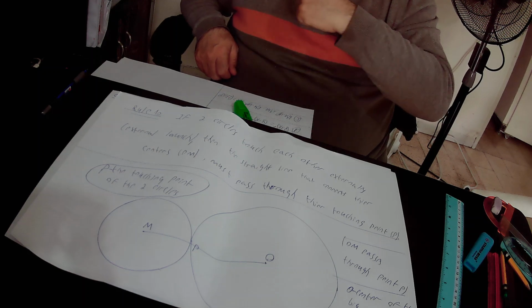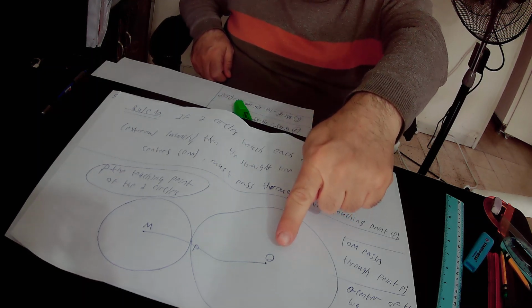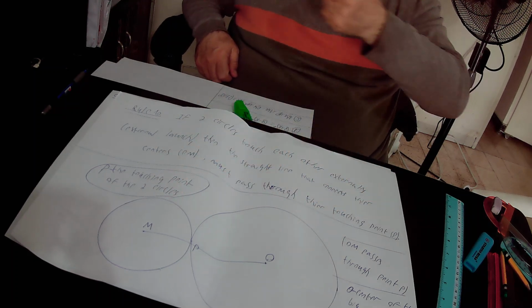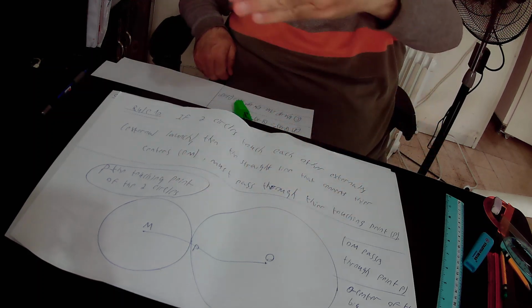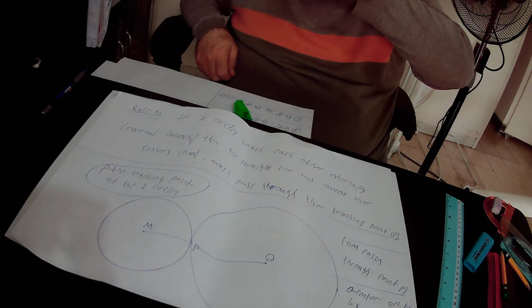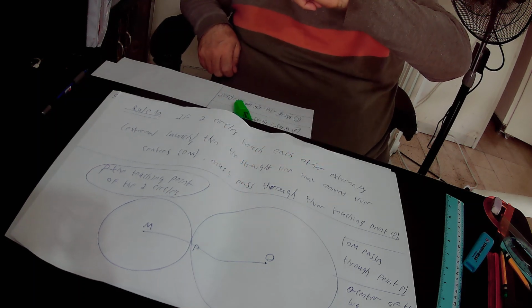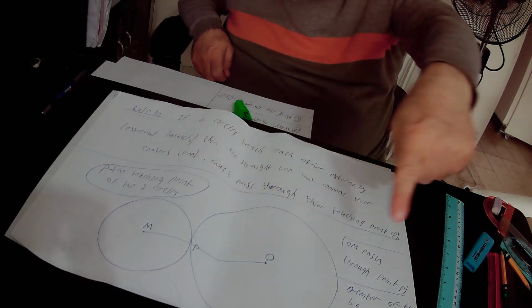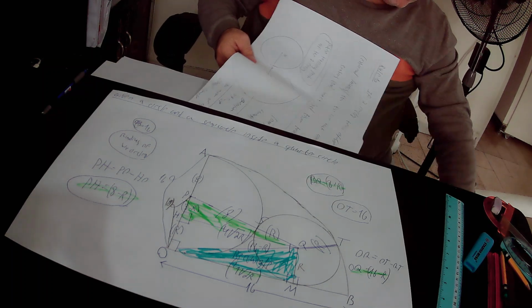Then, according to rule 10, the center of this big circle is at point O, and the center of this small circle is at point M. The straight line that connects their centers is the straight line MO. According to rule 10, the straight line MO must pass through point P, that is the touching point. Or MPO is one straight line. Again, MPO is one straight line. We can actually implement rule 10 in our drawing.